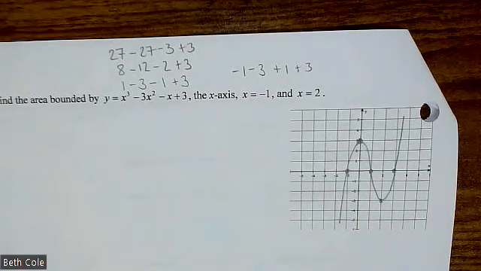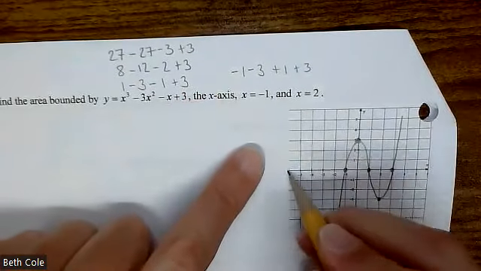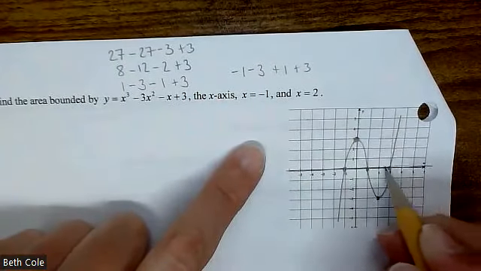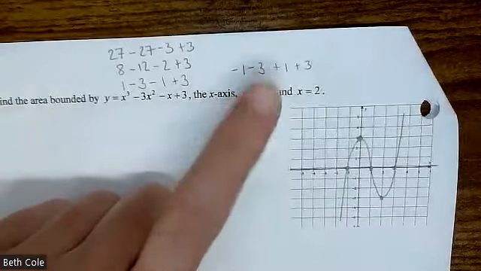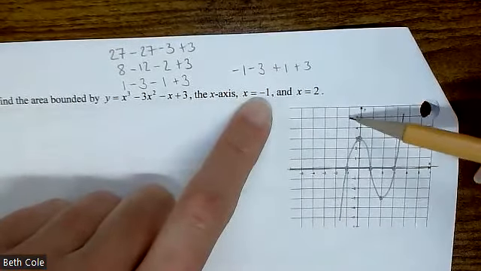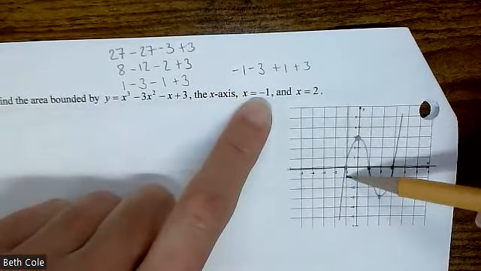All right, now it also says the x-axis. So you can kind of try to highlight the x-axis as well. X equals -1, so that's a vertical line here at -1.